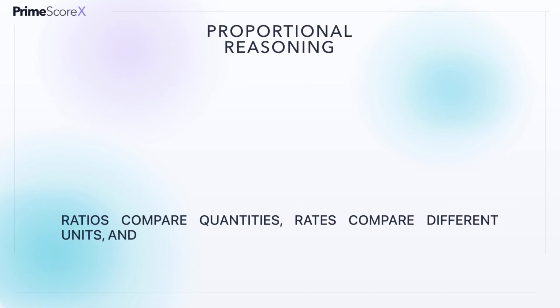Many GED word problems are proportional even when the word proportion never appears. Recipes, maps, speed, unit price, scale drawings, and similar figures all compare quantities. A ratio tells how two amounts relate. A rate is a ratio with different units. A proportion says two ratios are equal. Estimation then helps you decide whether the calculated relationship makes sense.